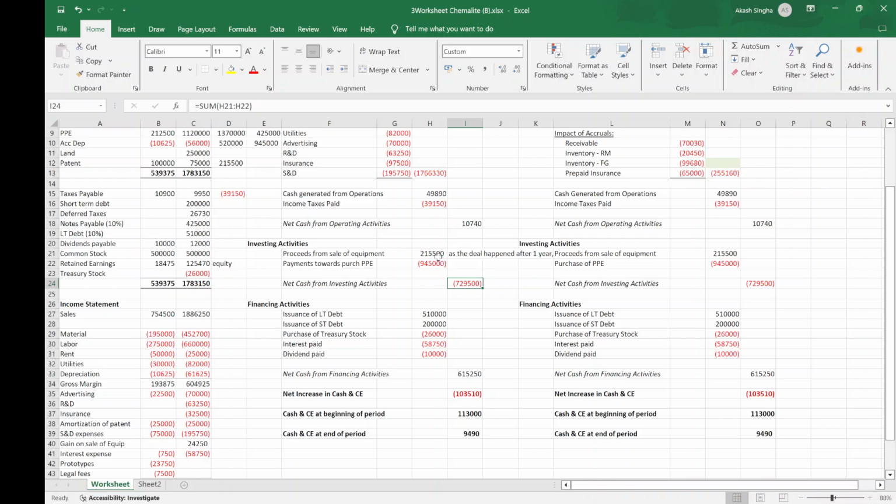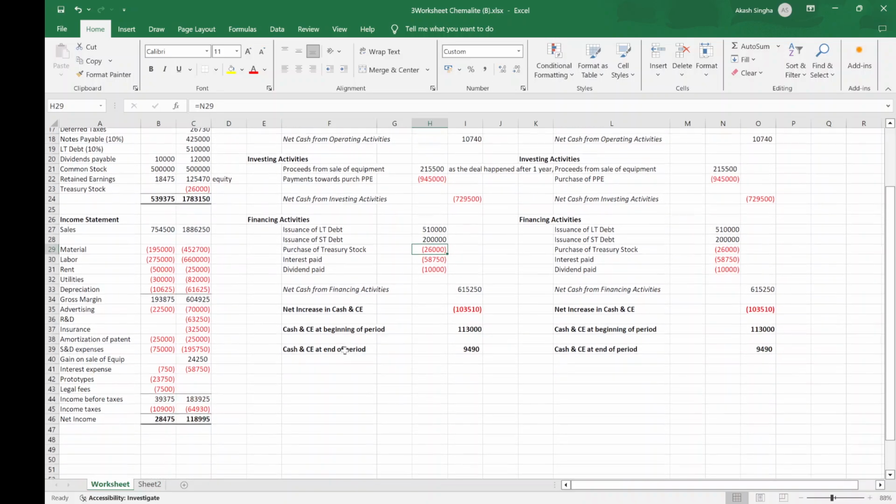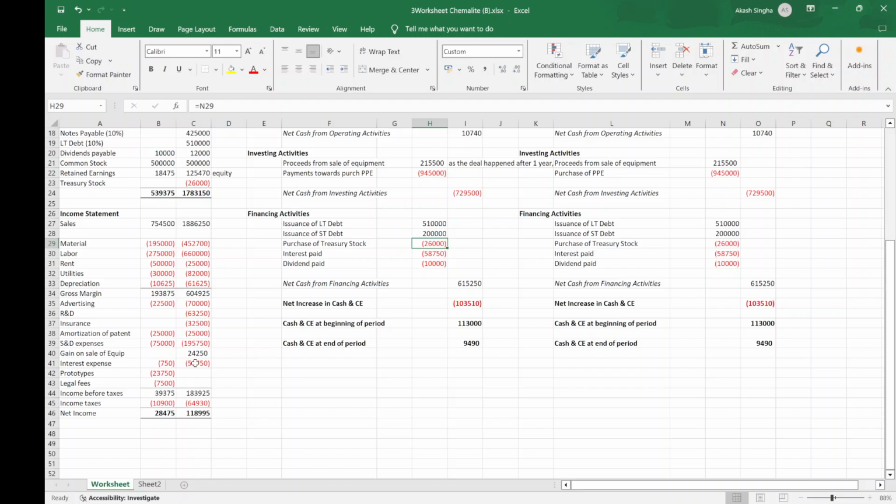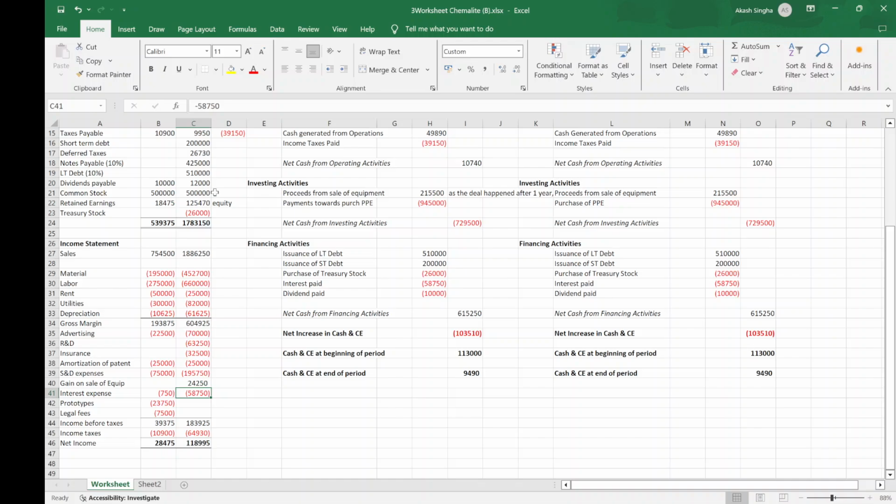Now this is the equivalent net cash. Issuance of long-term debt is basically the change in long-term debt. It increased, so we got money. Issuance of short-term debt is short-term debt. Purchase of treasury stock: we purchased 26,000, so it's negative, we paid for it. Interest paid we can get from interest expense, it is 58,750, and dividend paid is written as 10,000.